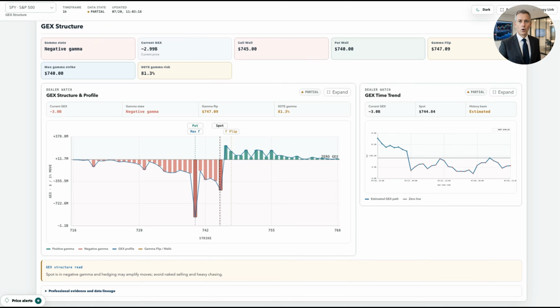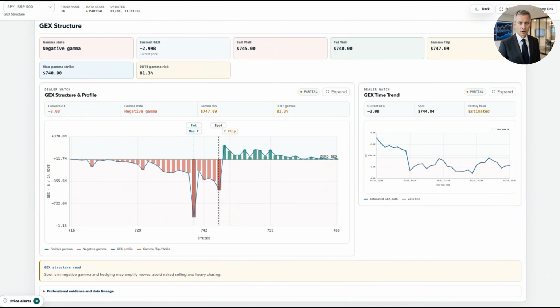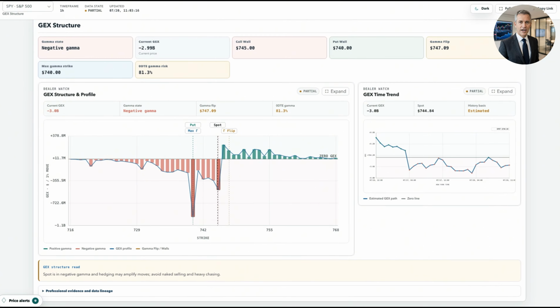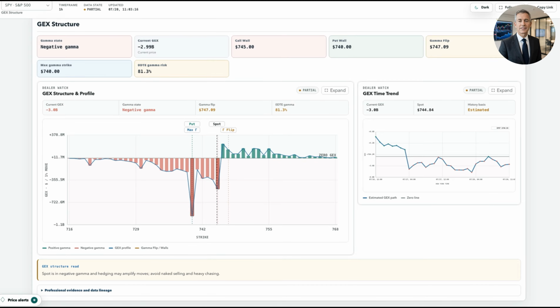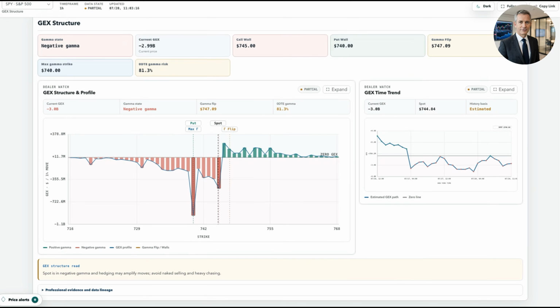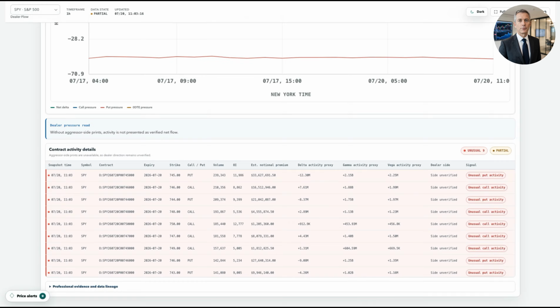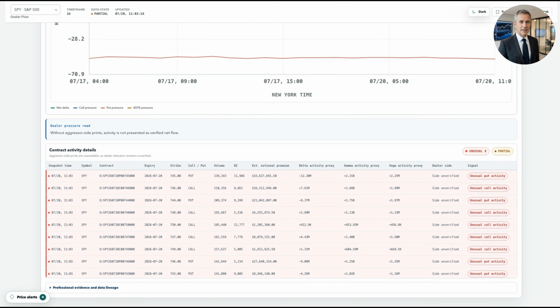Call wall and put wall provide reference areas for overhead resistance and downside support. Max gamma marks the strike with the highest gamma concentration. The time chart next to it projects the current options cross-section onto the real price path as a structural reference. It helps us observe how GEX may change under different price conditions. It should not be treated as exchange-published historical GEX.